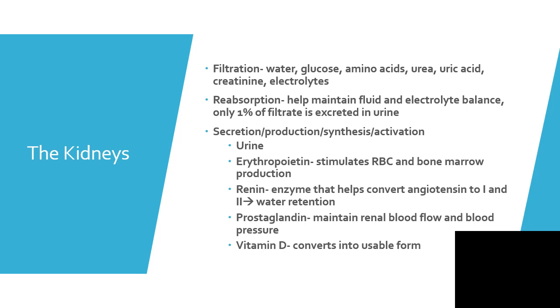Kidneys are also involved in the secretion, production, synthesis, and activation of multiple substances, including erythropoietin, which stimulates RBC and bone marrow production, and renin, which is an enzyme that helps convert angiotensin to 1 and 2. This is involved in the body's water retention. Prostaglandin is a hormone that maintains renal blood flow and blood pressure. And then vitamin D is converted into a usable form here in the kidneys.